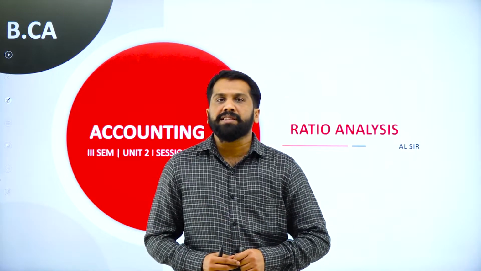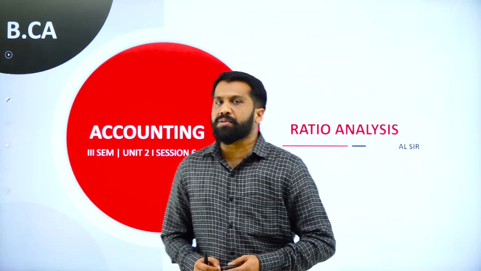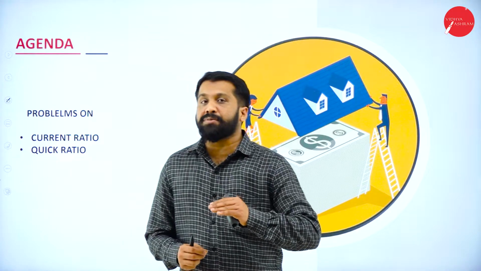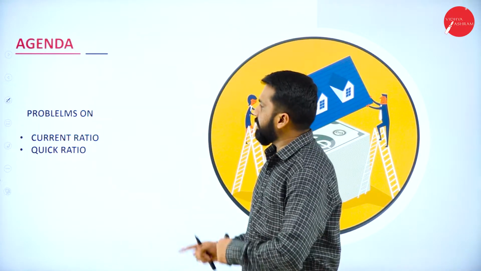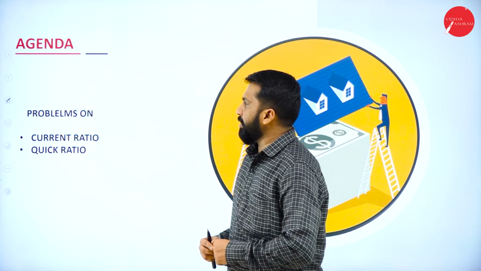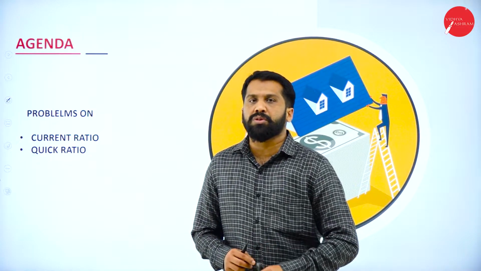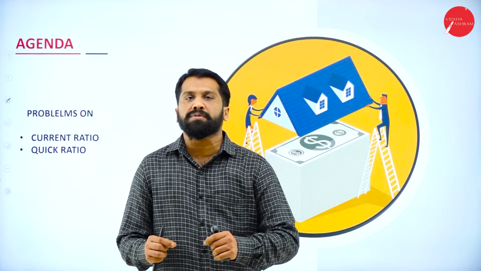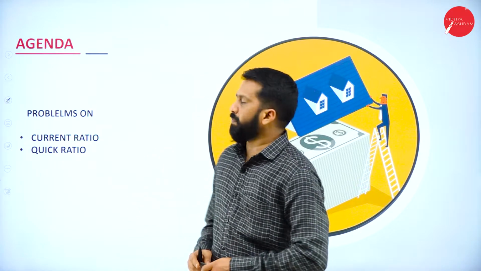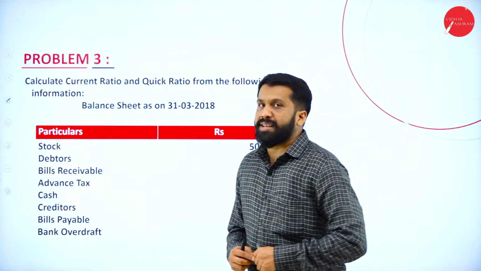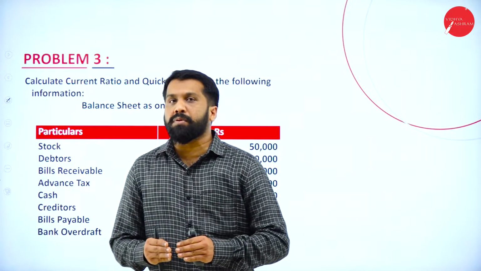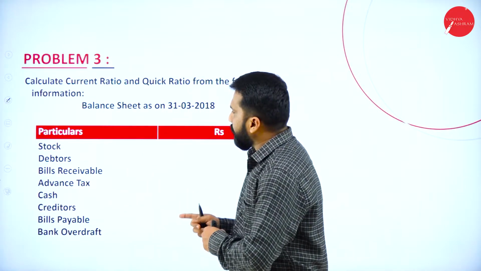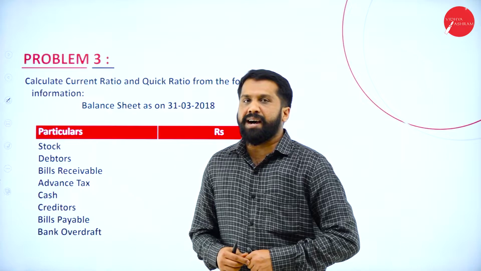Now, in today's session, what are we going to do? The agenda is very simple. We are going to discuss the current ratio as well as the quick ratio. We'll do problems on current ratio as well as problems on quick ratio. So this is problem number 3 we are doing. We'll read out the question, and later we'll go for the answer.